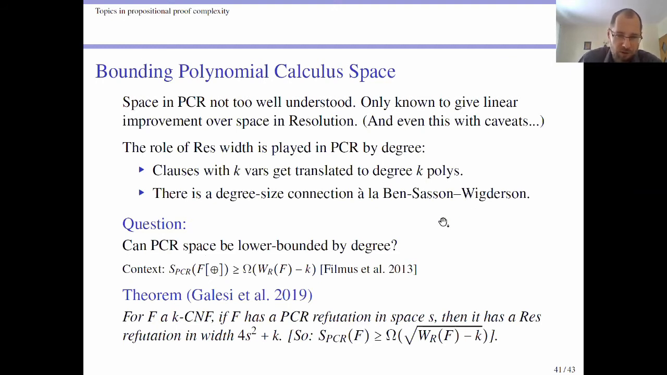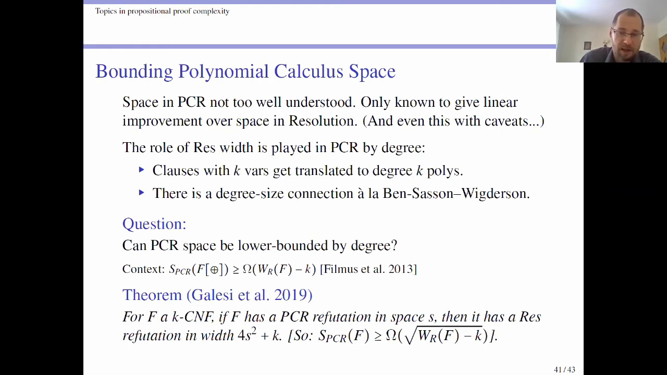Namely, you may remember that if a formula has a resolution refutation in space S, then it has a resolution refutation in width essentially S, just plus the width of the formula. For PCR, the change is quadratic. There is also a constant 4 here, but that will just be an artifact of this proof. You can get rid of this constant. So it turns out that if a formula has a PCR refutation that has space S, then you can refute it in resolution using width basically S squared, plus you need the k for the width of the original formula.